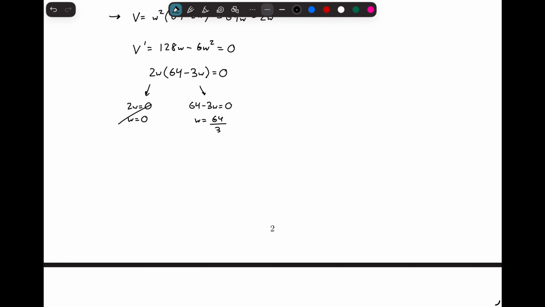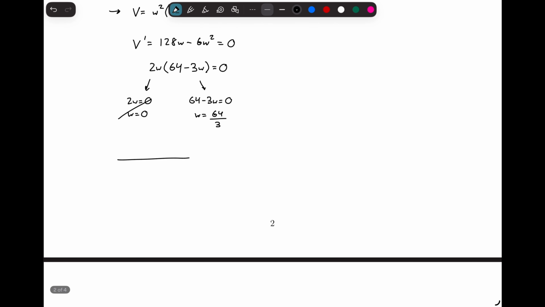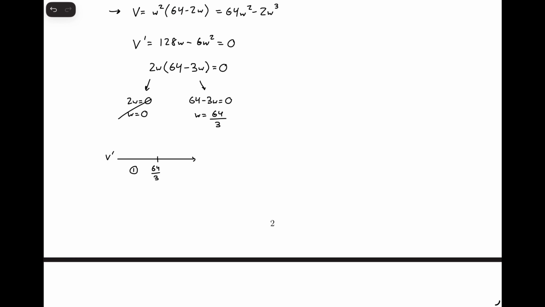This is the only value that the equation spits out, but it's always good to double check and use a sign chart just to make sure we actually have a maximum, because we're trying to maximize volume. So you have V prime, a little number line there, and our point is 64 over 3. Since this is the only critical point that we found, we can really try any numbers. I'm just going to use 1 and 50, because I know 1 is less than 64 over 3, and I know 50 is greater than it. All we're really looking at is the sign now.